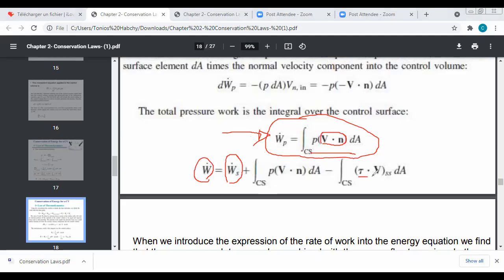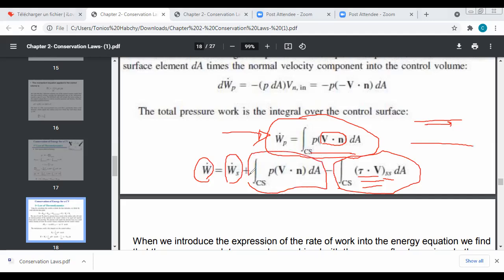Now, similarly for the shear stress, by analogy and with the same approach, I know that the shear is applied on the control surface also, but it is not perpendicular to the control surface. It is parallel to the surface. This is why, to find the total rate of work of shear forces, I should integrate over the control surface tau dot V along the stream surface, so parallel to the surface. This term integrates the shear over the control surface, and the other term integrates the effect of pressure forces.